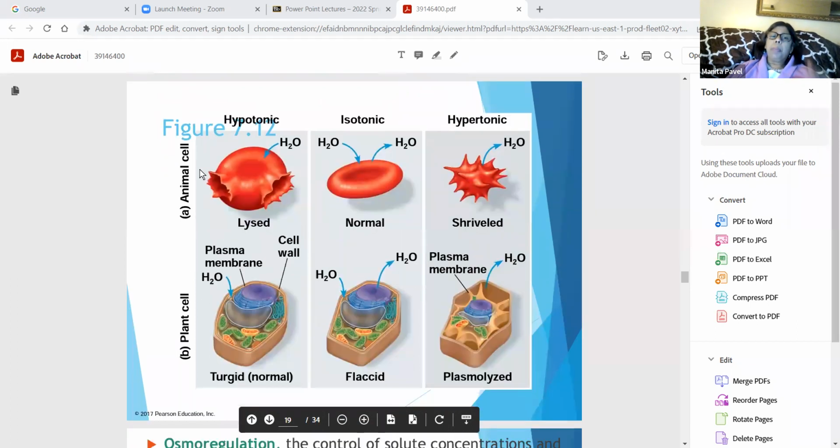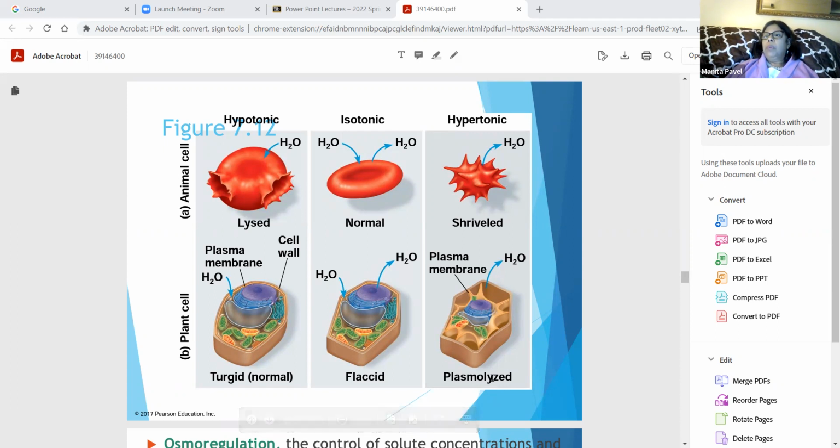Now let's see what happens. This is in our cell, animal cells. Let's see what happens in plant cells. So in an isotonic solution, the cell is said to be flaccid. Must know these terms. In a hypotonic solution, the cell is normal, turgid, firm. In a hypertonic solution, it's plasmolyzed. So plasmolysis occurs. And you will see this when we look at the Elodea in the lab, when we do diffusion and osmosis, which will be next week.